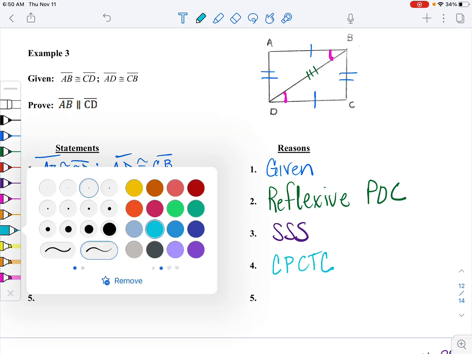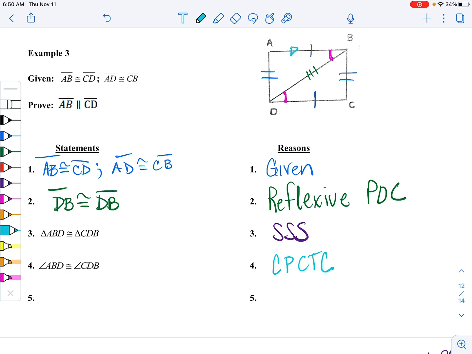Now, what I'm trying to prove is that AB is parallel to DC. And if that's true, then these two angles are alternate interior angles. And they're alternate interior angles. And we're using them to prove that the lines are parallel, so this is a converse. Okay, we're reaching back into the previous unit. And that allows me to prove that AB is parallel to CD.